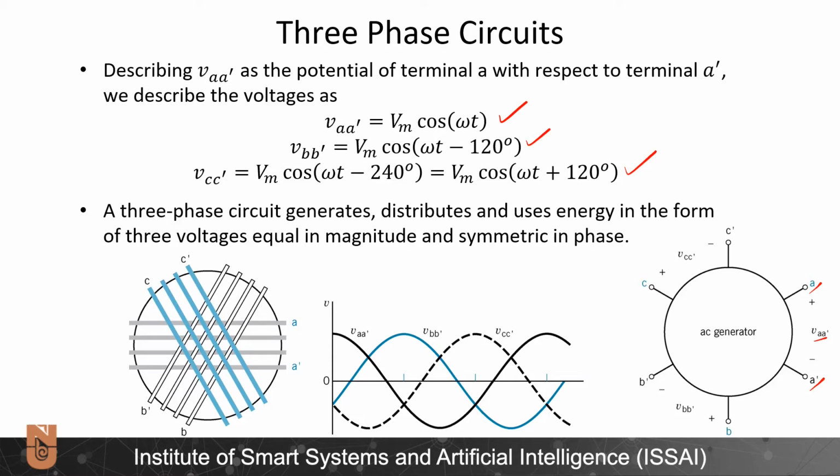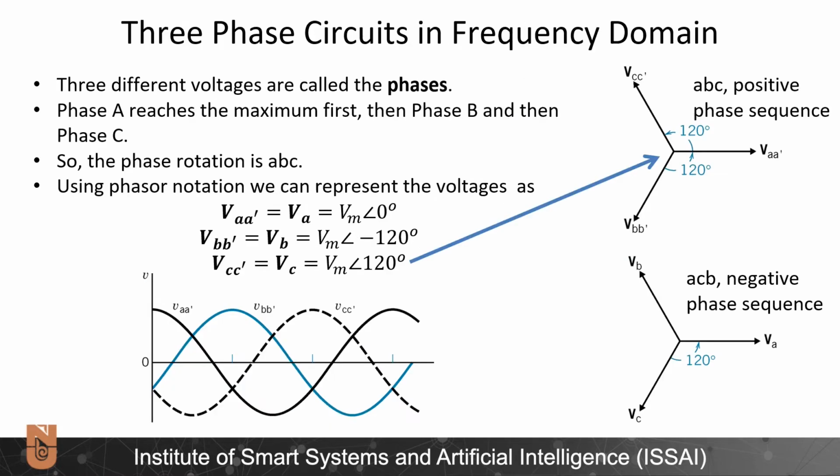A three-phase circuit generates, distributes, and uses energy in the form of three voltages equal in magnitude and symmetric in phase. These three different voltages are called the phases. In this figure, phase A reaches the peak first, followed by phase B and then phase C. So we can tell that the phase rotation is ABC, or the circuit has a positive phase sequence. We can represent using phasors VA, VB, and VC as VA is equal to Vm with 0 degrees, VB is equal to Vm with an angle of minus 120 degrees, and VC is equal to Vm with an angle of 120 degrees.